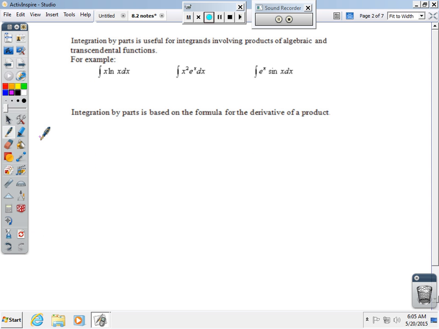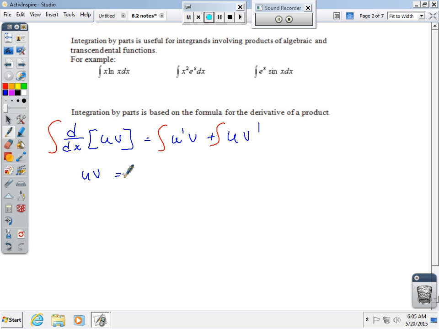Okay, so now I'm going to do the derivative of u times v, just to show you how this works out. So we get u prime v plus u v prime. We're going to go through and integrate all these sides. And when we integrate this side, we get u times v equals the integral of u prime v prime.